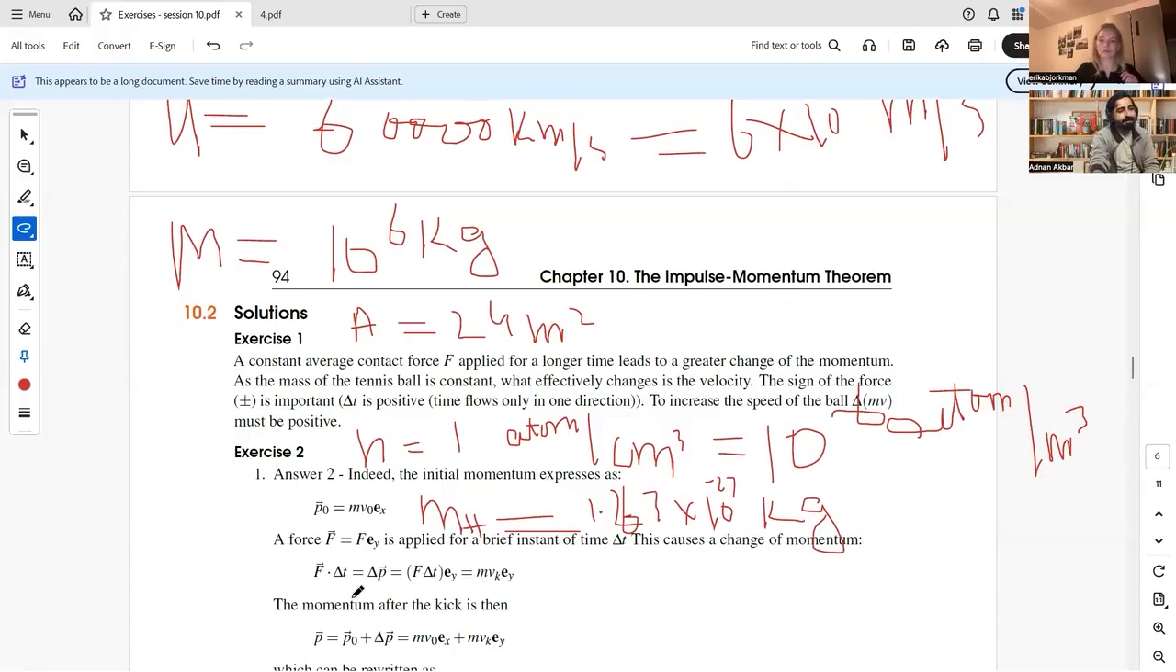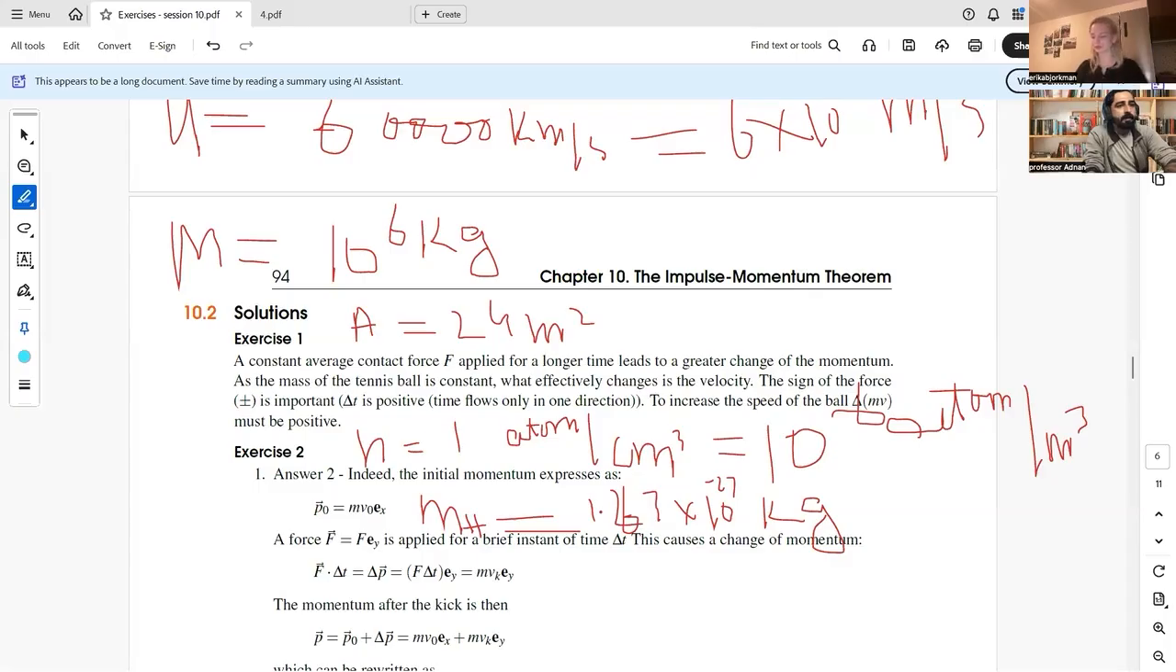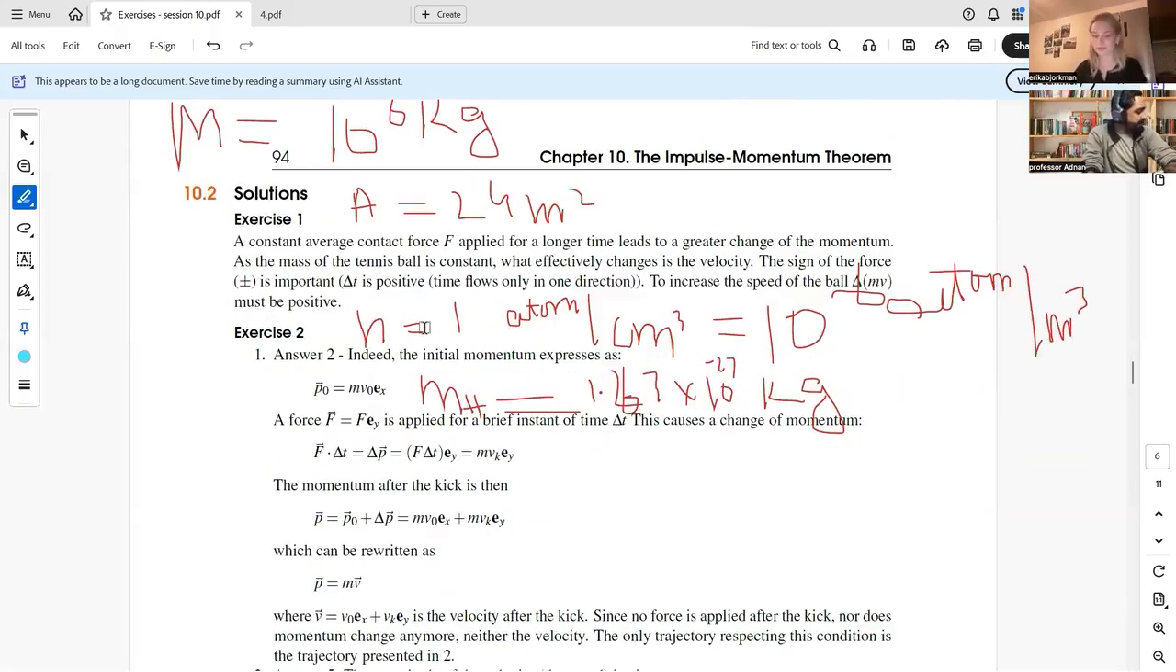So that is completed, and let us check the first requirement. What is the total mass of hydrogen that your spacecraft will encounter during the trip? What does it mean? It means from the point of departure to the point of landing, in between it is encountering hydrogen atoms. So the question is how much will be the mass of the hydrogen atoms that are encountered?